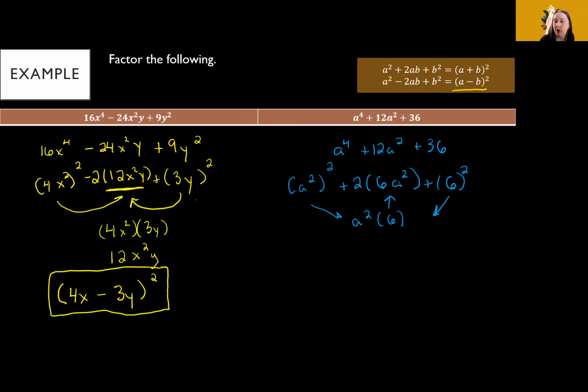So this is a perfect square trinomial. And so I can put it in our form. The first part was a squared. And then we've got a plus this time because the middle is positive. The last one is 6. And then it's going to be squared. So you get a squared plus 6 squared.